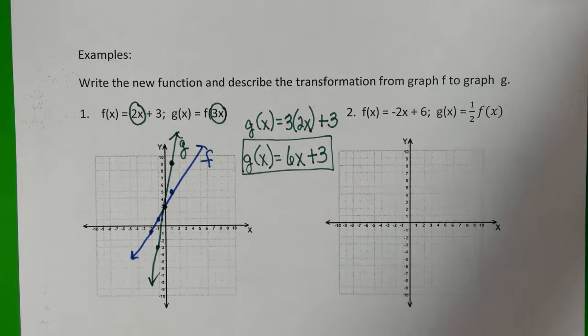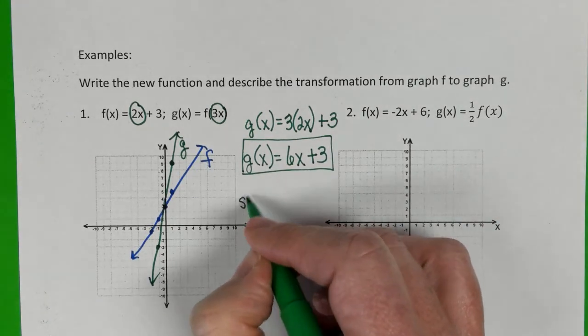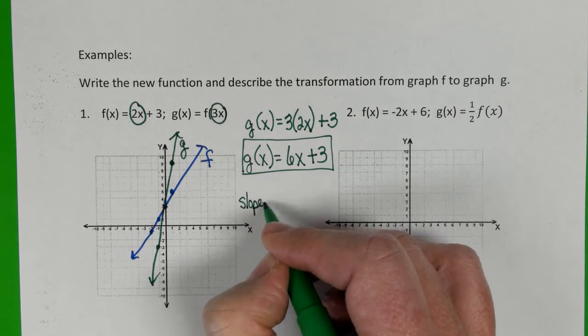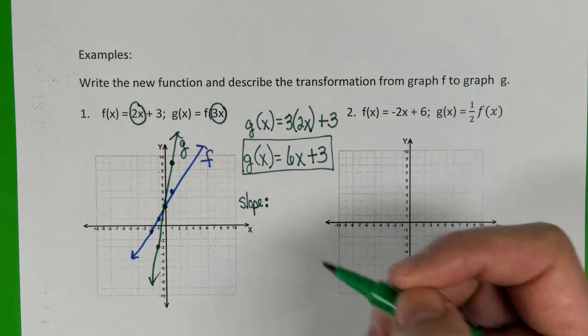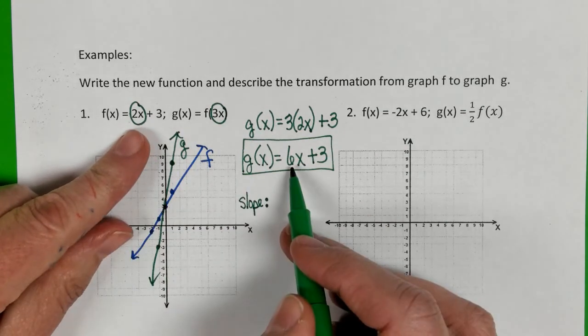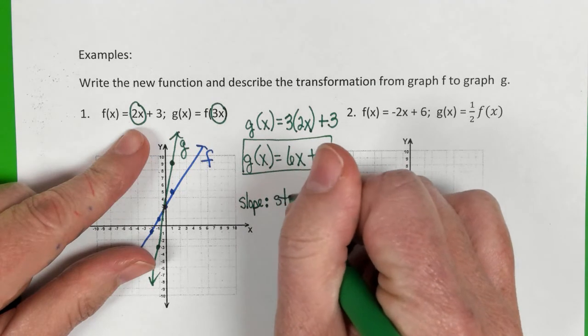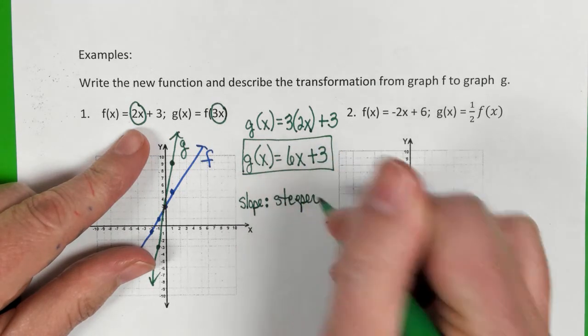Now we know that we need to describe our attributes. So let's see what happens to the slope. Again, you should be able to tell this just by looking at the equations. So our slope went from 2 to 6. So this slope is steeper. The slope got steeper.